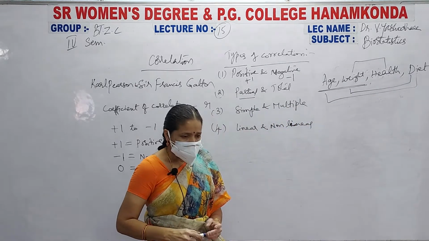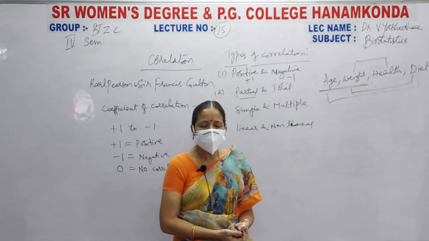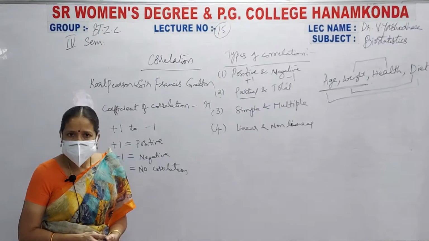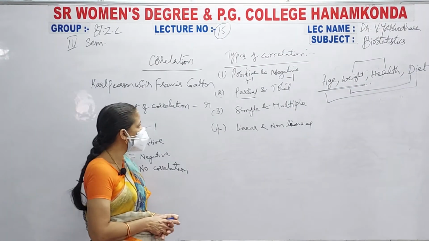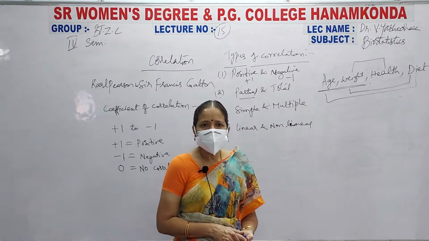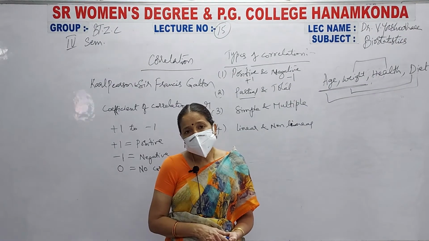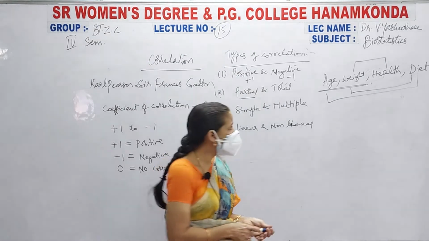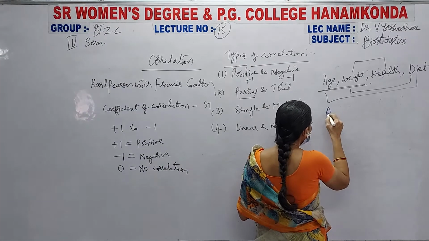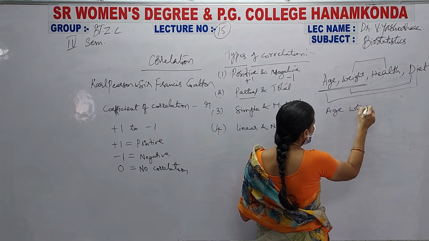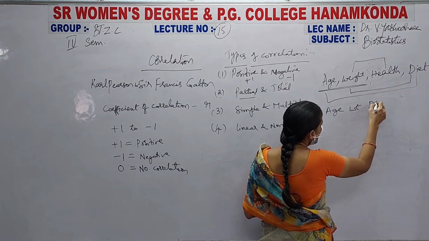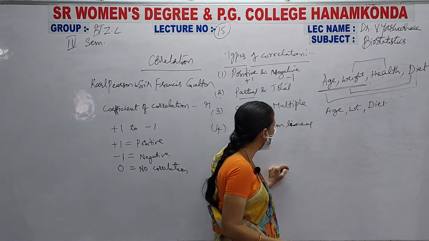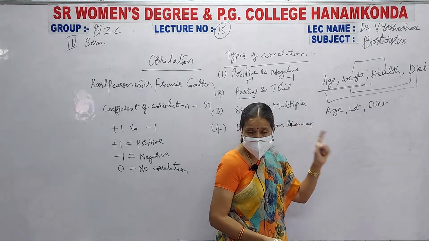That means I will take two variables. That means two variables are considered for correlation at a time. That is known as simple correlation. Multiple correlation means more than two variables are taken into consideration for correlation at a time. That means suppose I am taking age, weight and diet. These three variables I am taking into consideration, then it is known as multiple correlation at a time.